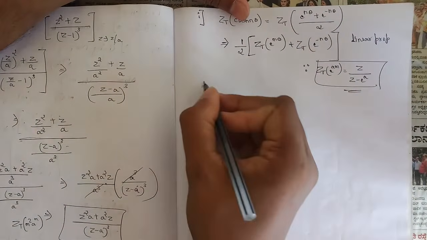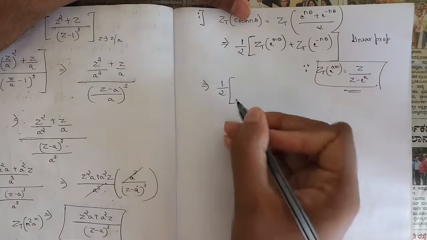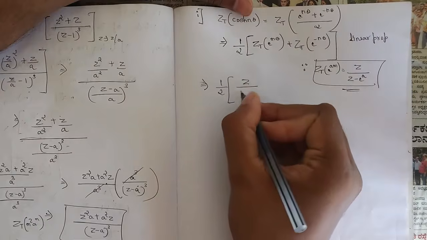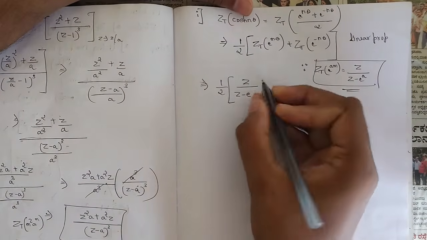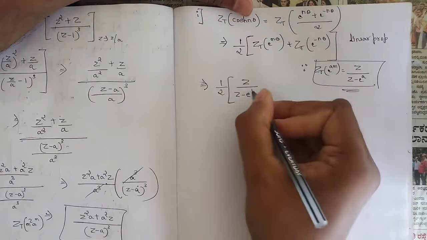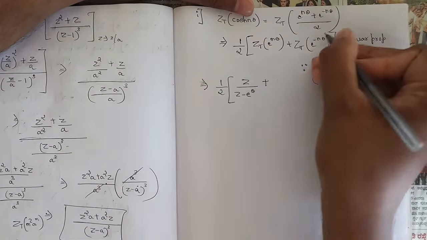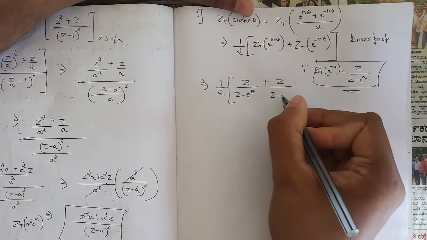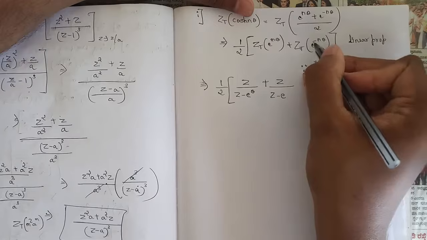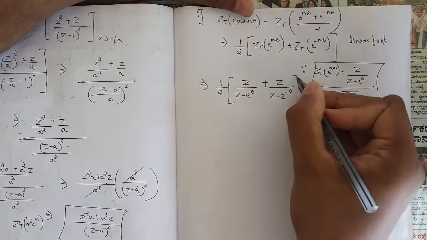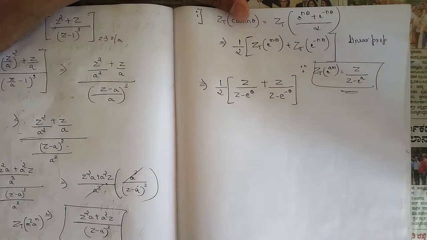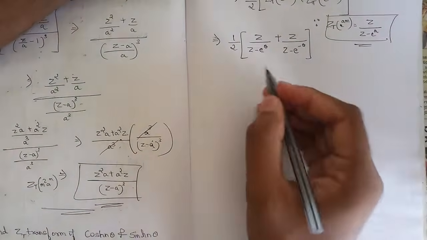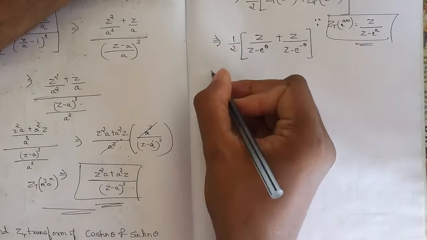So now what does this become? It becomes the Z transform of e power n theta, which is z divided by z minus e power theta, since in place of a there is theta, plus z divided by z minus e to the power minus theta. So the e power minus theta; in place of a we need to write minus theta. So that's it. Now we need to just simplify these terms to reach the final answer.